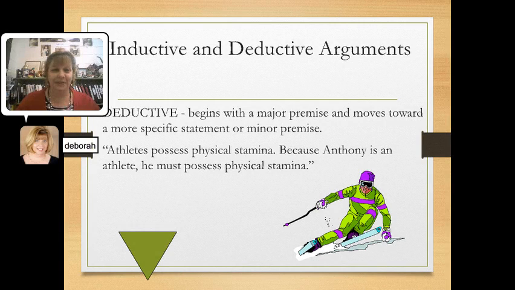Now, deductive works kind of backwards from this. Deductive starts with your major premise and then moves towards more specificity based on these minor premises. So to take our argument about athletes from the last slide, we could say in a deductive way, athletes possess physical stamina. Then because Anthony is an athlete, he must possess physical stamina. So you see how that kind of reverses the way that you arrive at your conclusion.